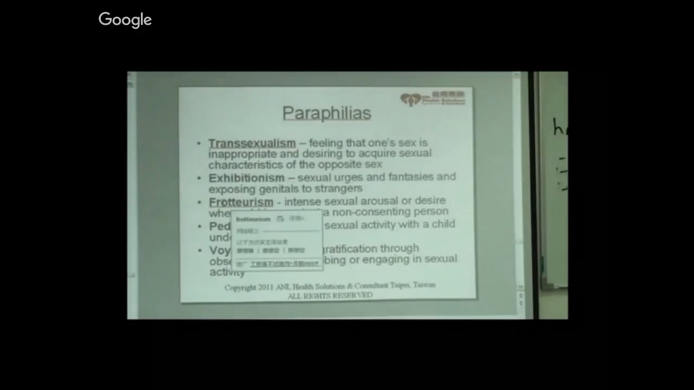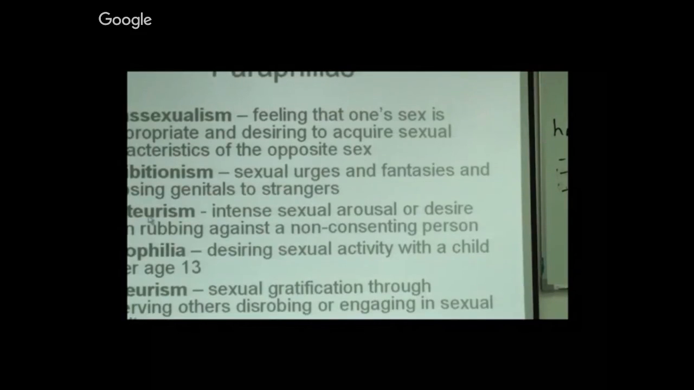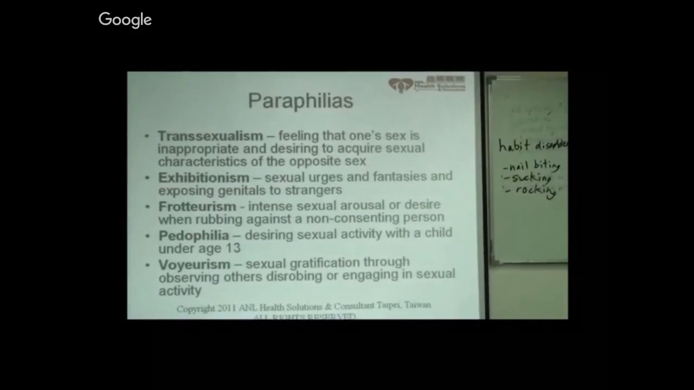Frotteurism. Intense sexual arousal or desire when rubbing against a non-consenting person. What is frotteurism? Sometimes you experience this in the MRT, right? When it's too crowded and somebody is touching you from the back. That is frotteurism, the rubbing against a non-consenting person.